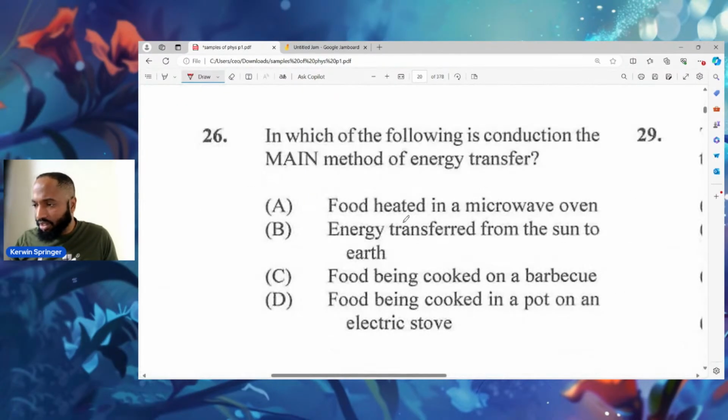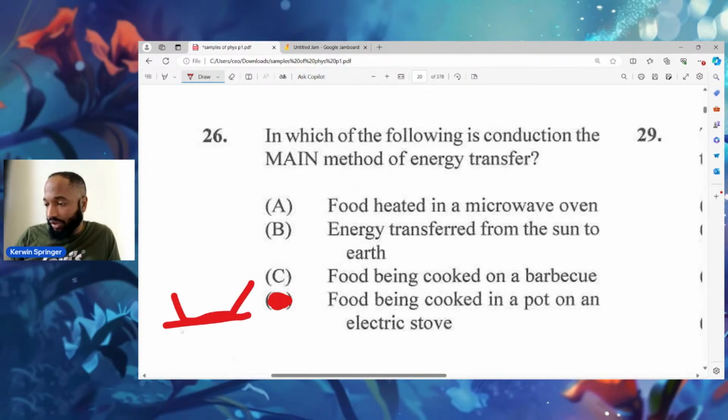In which of the following is conduction the main method of energy transfer? Food being cooked by microwave energy, energy from the sun, food being cooked on a barbecue, food being cooked in a pot on an electric stove. D is the best one. The barbecue uses a lot of convection from the coals to the meat and to the grill. This one is conduction, straight from the electric stove surface onto the pot.